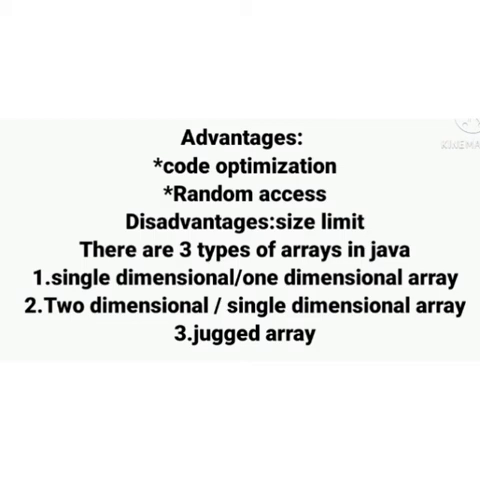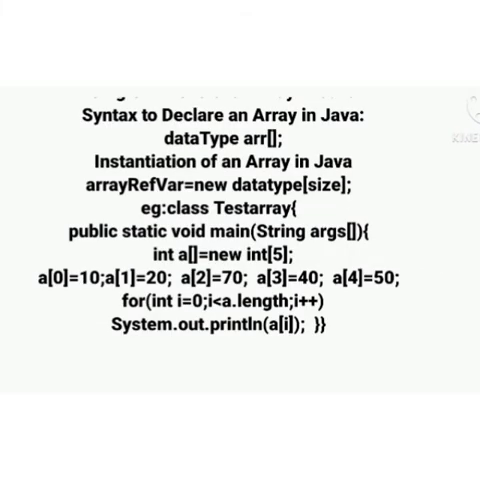There are 3 types of arrays in Java. One is the single dimensional or one dimensional array, second is the two-dimensional or multi-dimensional array, and the third one is the jagged array. First is the syntax to declare an array in Java. Here, data type, array and square brackets is the syntax for the single dimension array, followed by instantiation of an array in Java.